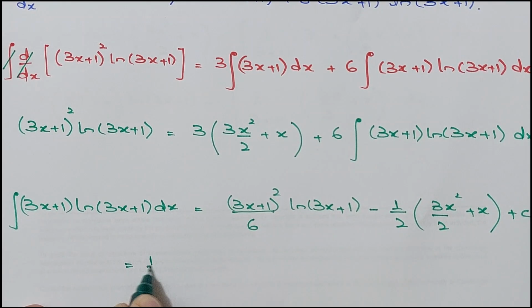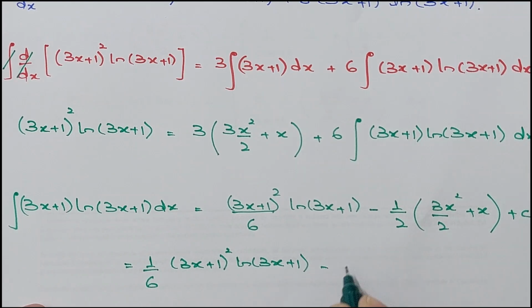So the simplified answer is 1 by 6 into 3x plus 1 whole square ln of 3x plus 1 minus 3x square by 4 minus x by 2 plus some constant of integration, right? So that was the last question of our paper.